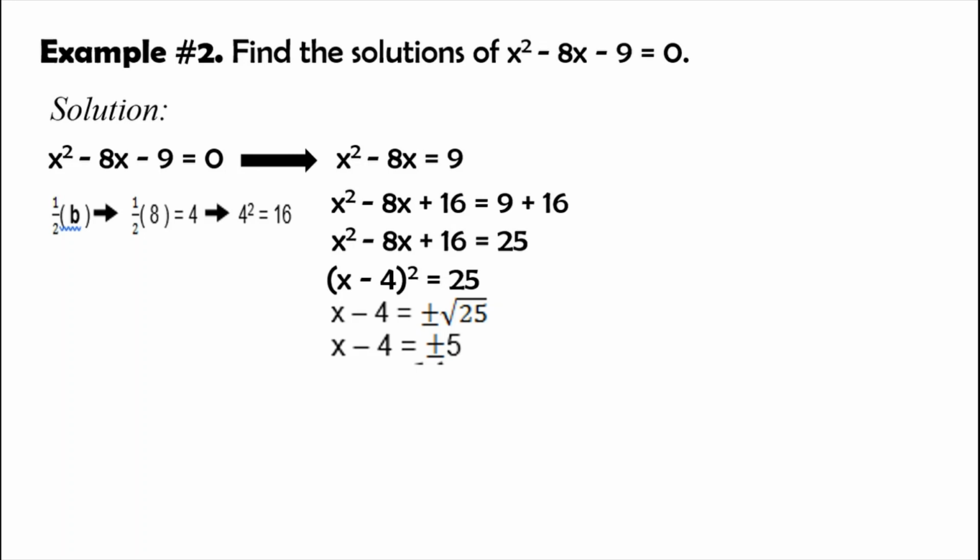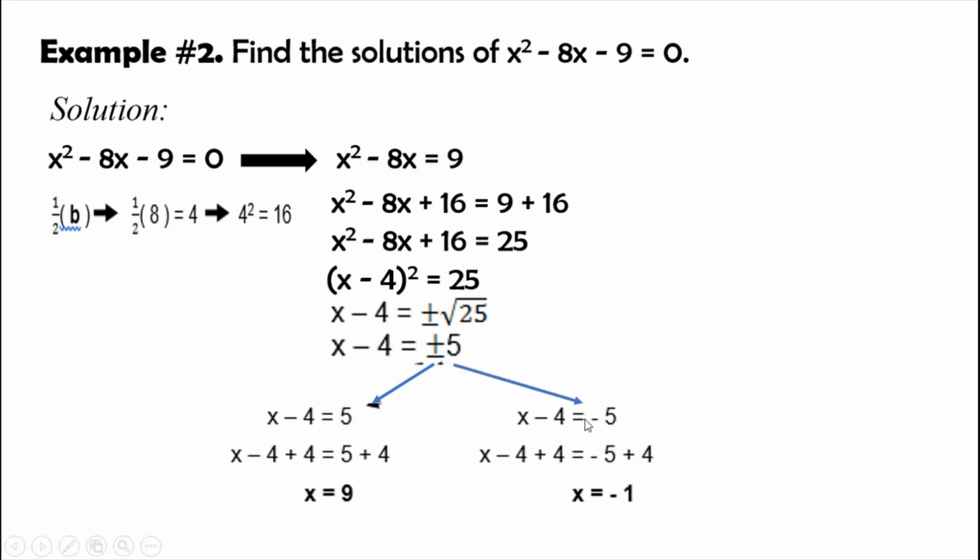Paghihiwalayin natin yung dalawa. Kaya mangyayari, ganyan. Unahin natin si positive 5. So, x minus 4 is equal to 5. Simplify natin. Kaya ang sagot is x equals 9. So, for negative 5, ito naman, x minus 4 is equal to negative 5. So, negative 5 plus 4 is equal to negative 1. And then, cancel out naman yan. Kaya x is equal to negative 1.